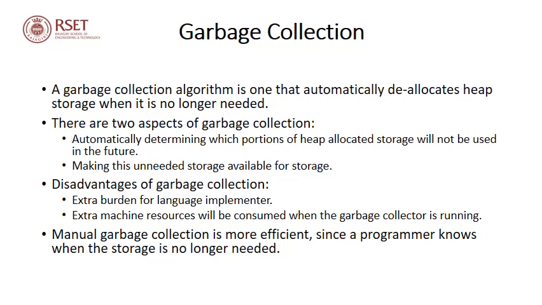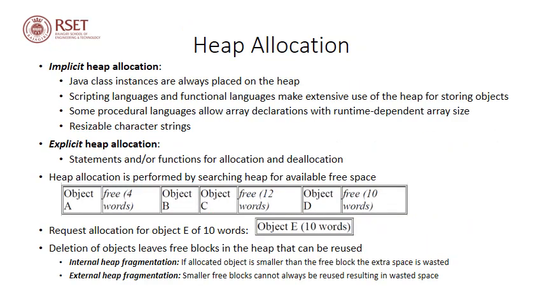Disadvantages of garbage collection is extra burden for the language implementer. Extra machine resources will be consumed when the garbage collector is running. Manual garbage collection, as in C++, is more efficient since a programmer knows when the storage is no longer needed. Now we'll see a few other important concepts related to heap allocation.